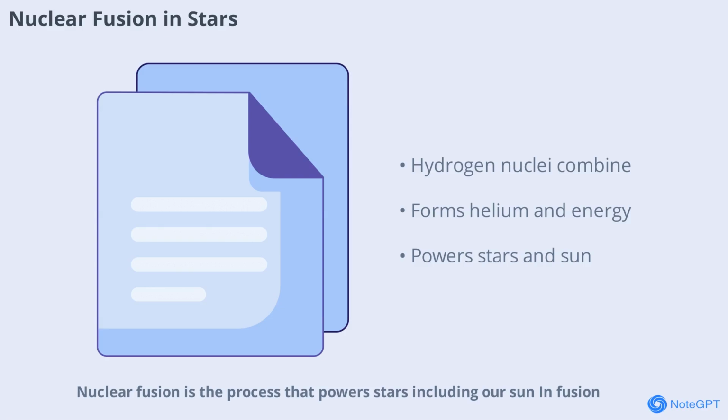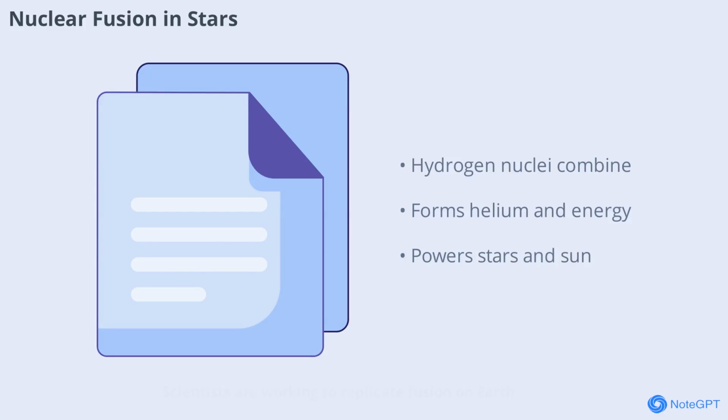Nuclear fusion is the process that powers stars, including our sun. In fusion, hydrogen nuclei combine to form helium, releasing vast amounts of energy in the process. This energy is what makes stars shine and provides the heat and light necessary for life on Earth. Scientists are working to replicate fusion on Earth as a clean and virtually limitless energy source.